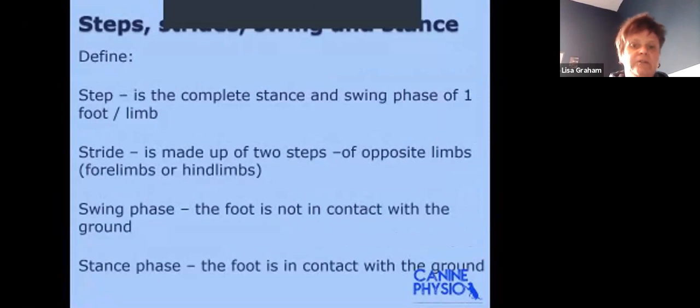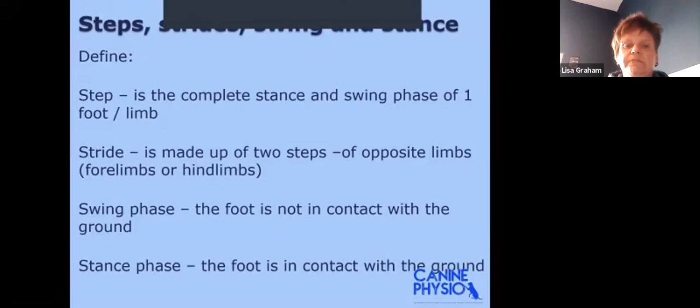One step includes the stance and swing phase of one foot on one limb. So when you're looking at a step, you're going to start with, say, the left hind, and look at that step phase. You're then going to look at the opposite limb's step phase, and the same on the front legs from one to the next as well.